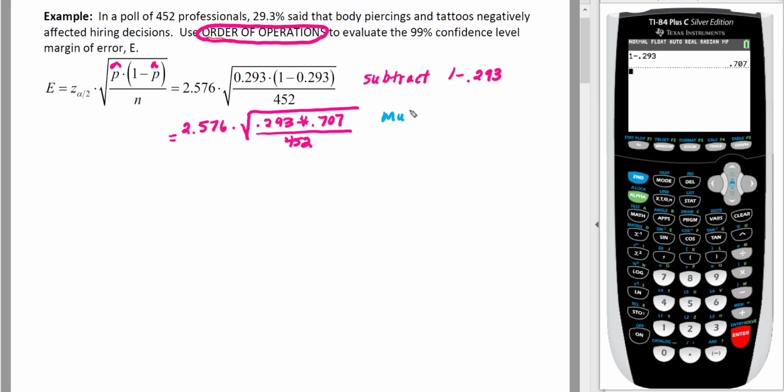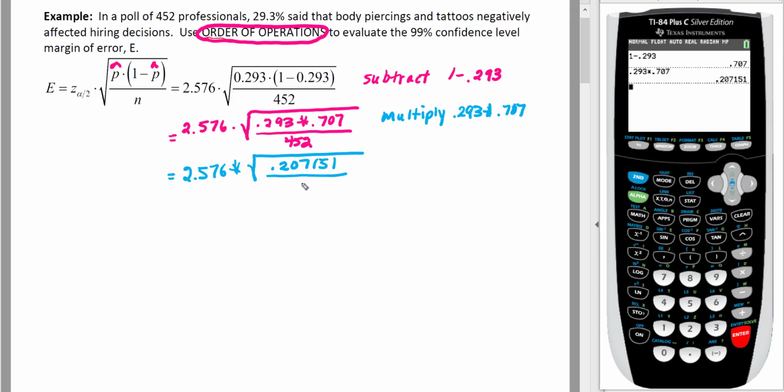So we're going to have to perform the operation multiplication: 0.293 times 0.707. On the calculator, the answer is 0.207151. Let's rewrite the expression as 2.576 times the square root of 0.207151 divided by 452.